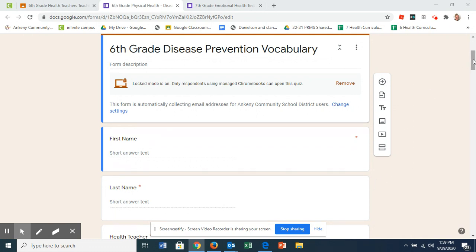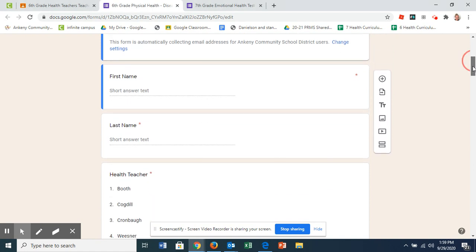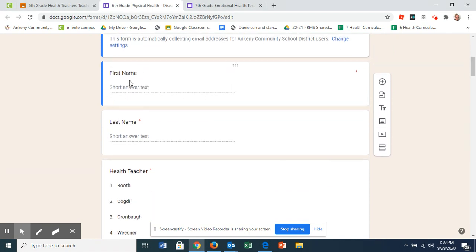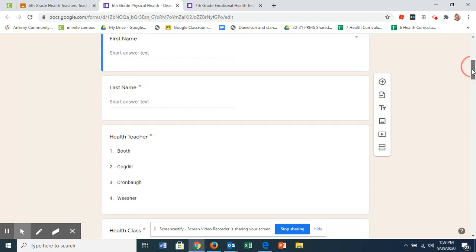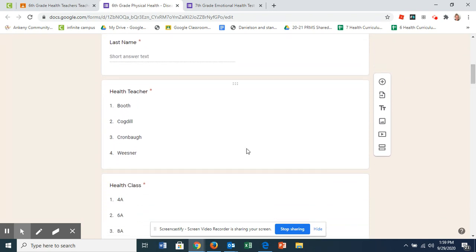The first thing that you will do is you will fill out your first name right here, and then you'll scroll down and you will fill out your last name right here. Once you're completed with your first and last name, you will come down and you will circle whichever health teacher you have, Miss Booth, Miss Cogdill, Miss Cronbaugh, Miss Wiesner.